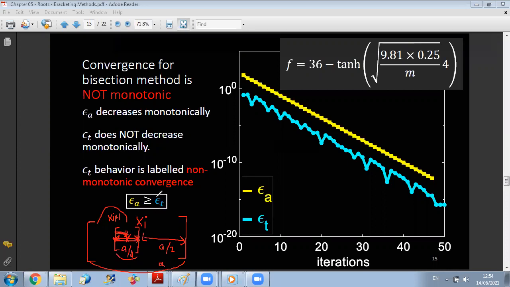And I can benefit from this. Even if my epsilon true is not monotonic, epsilon a is monotonic and always larger than epsilon true, so it's enough for me to observe how epsilon approximate is changing. I can say that epsilon approximate is monotonic, but epsilon true is not. And in general, when we talk about the method, we refer to epsilon true. Because epsilon true is not monotonic, we say that the bisection method is not monotonic.